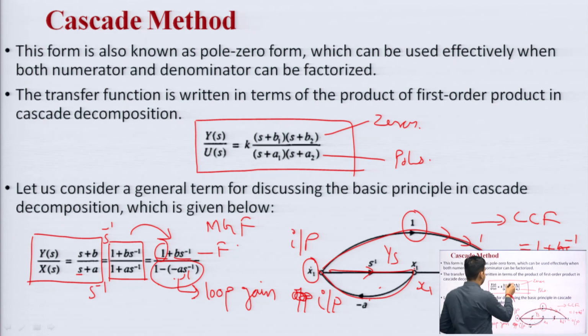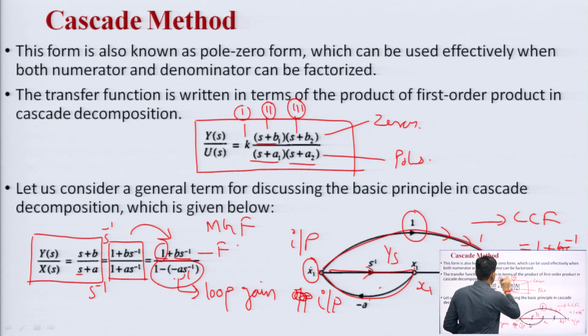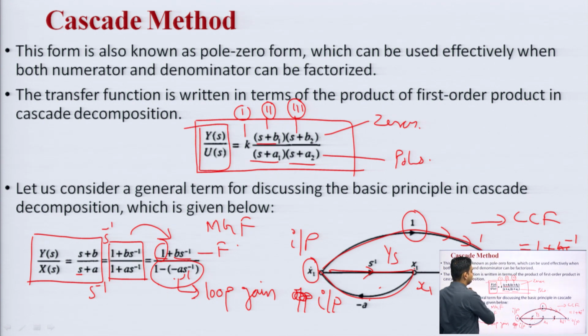Now I can divide this expression into 3 parts. One is k, the second is s plus b1 over s plus a1, which I am assuming as part 2, and s plus b2 over s plus a2, which I am assuming as part number 3. When I combine them, I will get the complete transfer function. So I am cascading system 1, system 2, system 3, where system 1 belongs to this, 2 belongs to this, 3 belongs to this. So this is the cascading method.